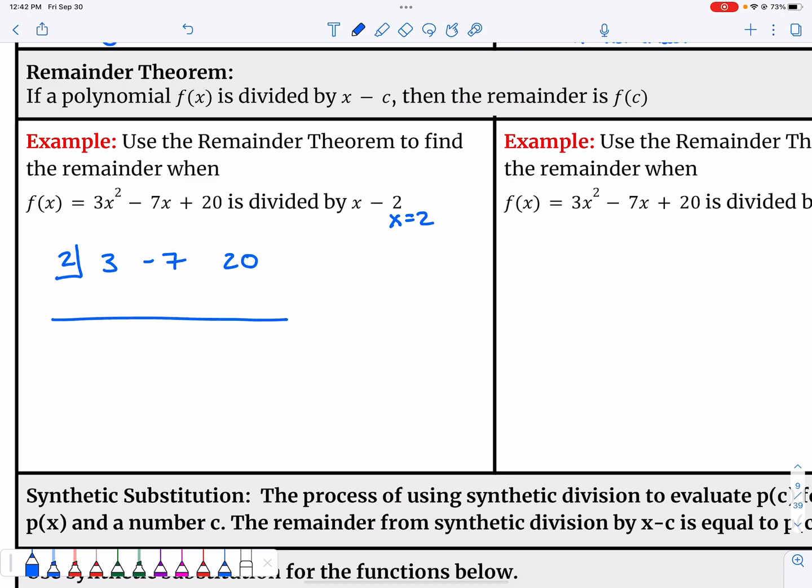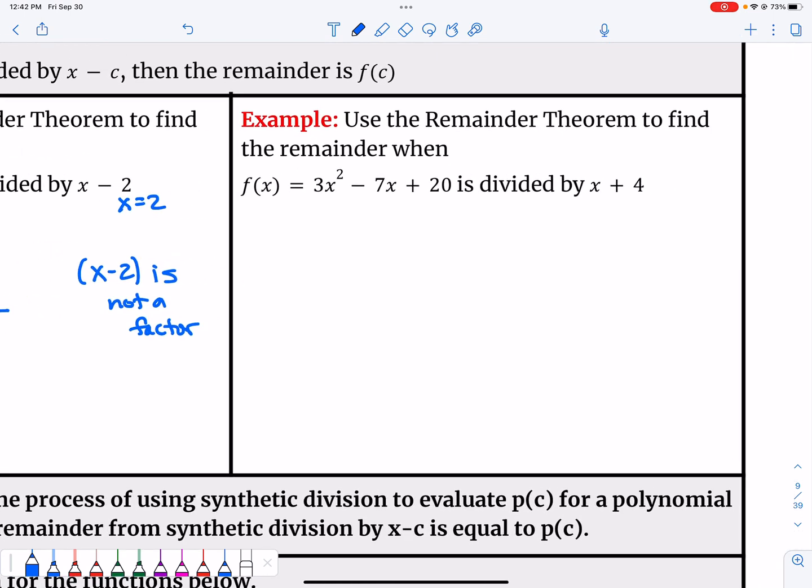And we've got all the powers we need. Drop the 3 down. 3 times 2 is 6. We can add those together and get -1. -1 times 2 is -2. We get 18. So you quickly see that you do have a remainder. So you could say x minus 2 is not a factor based on that synthetic division.